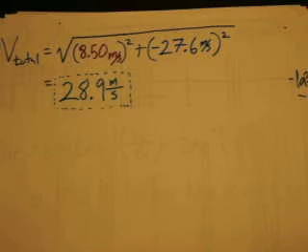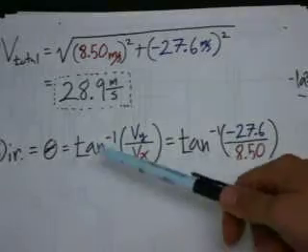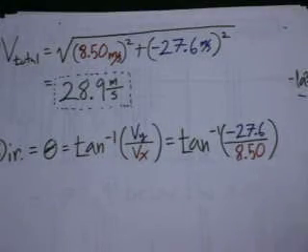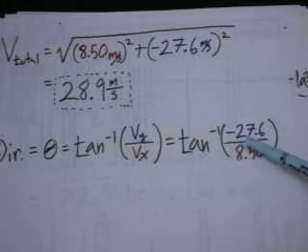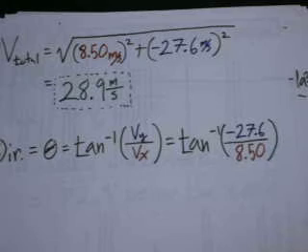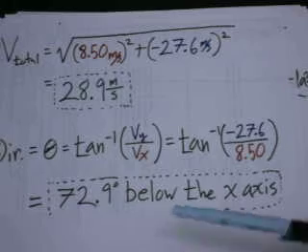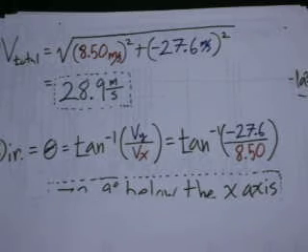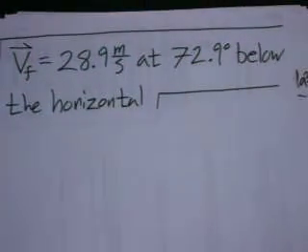Now, solving for the direction, our angle will equal the arctangent of our velocity in the y direction over our velocity in the x direction, which is equal to negative 27.6 over 8.5. This will equal 72.9 degrees below the x-axis. So our answer to part D, the final velocity vector, will be equal to 28.9 meters per second at 72.9 degrees below the horizontal.